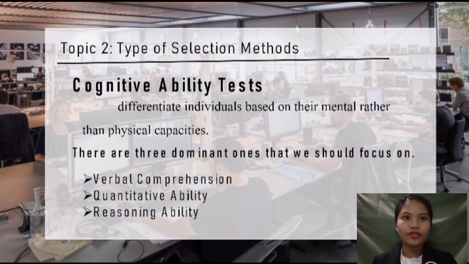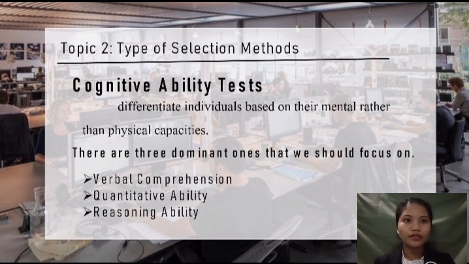Next is the cognitive ability test. It differentiates individuals based on their mental rather than physical capabilities. Cognitive ability may be defined as a mental capability that involves the ability to reason, plan, solve problems, think abstractly, comprehend ideas, learn quickly, and so on.